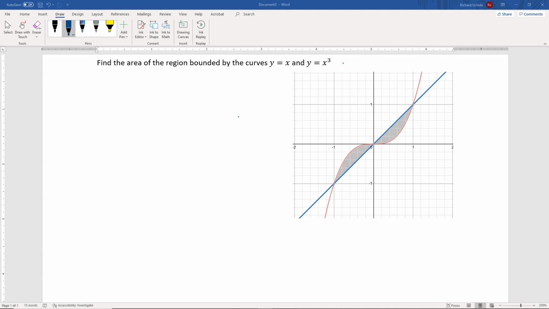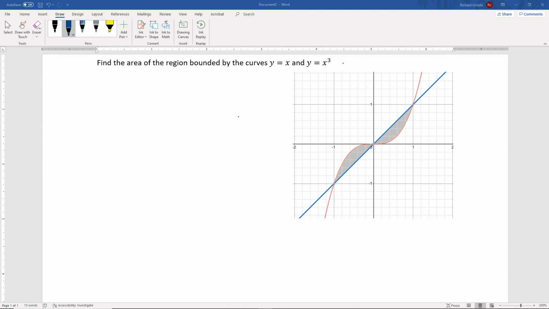In this video, we'll look at an example of finding the area of a region bounded by two curves. For this one, you're to find the area of the region bounded by the curves y equal to x, which is a straight line, and y equal to x cubed. So in this case, the curve y equal to x is in blue, and the curve y equal to x cubed is the one in red, and I shaded in the region bounded by the two curves.